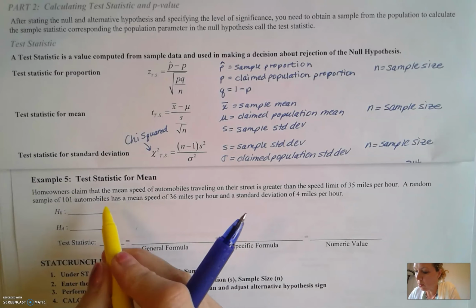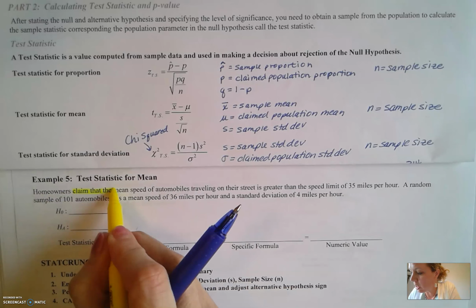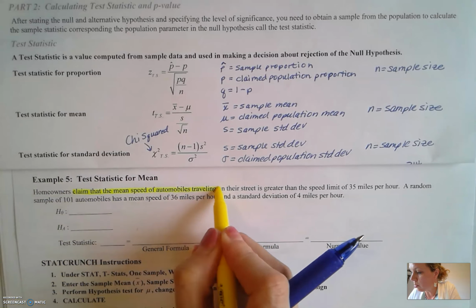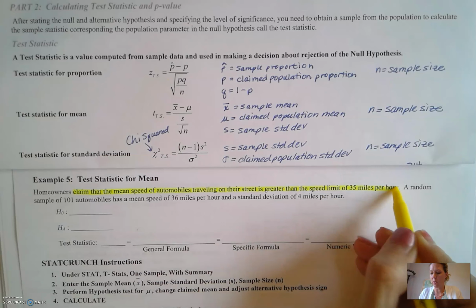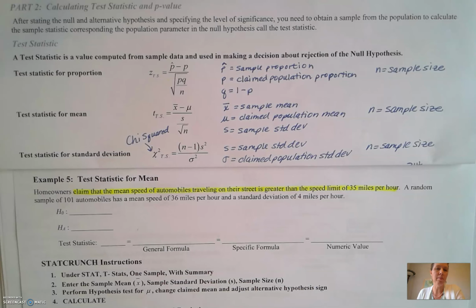It says the homeowners claim that the mean speed is greater than the speed limit, which is 35 miles per hour. This is maybe why they might put speed bumps in the neighborhood or something like that. Some homeowners complain, and then you see those speeding little contraptions that the police put out here.